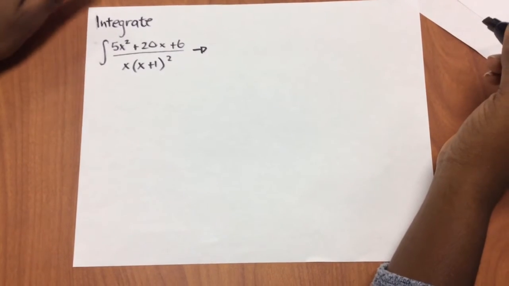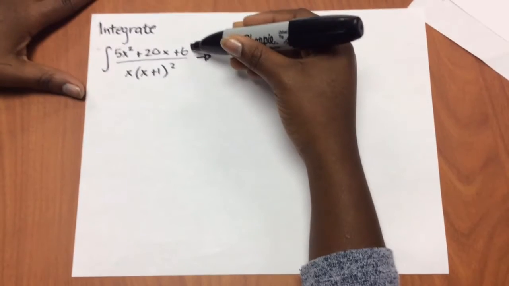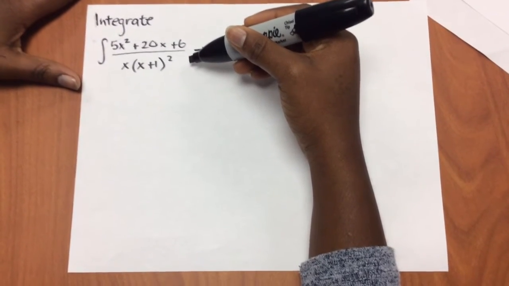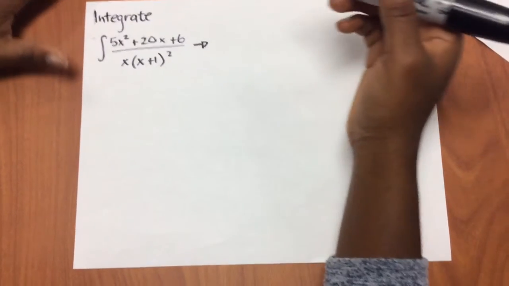Alright, partial fraction decomposition part 2. Let's check our rules real quick. The degree of the numerator is less than the degree of the denominator, and our denominator is already factored out for us, so we can already start into our A, B, and C, and so on.